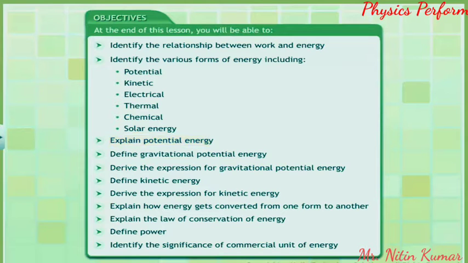Explain potential energy. Define gravitational potential energy. Derive the expression for gravitational potential energy. Define kinetic energy. Derive the expression for kinetic energy. Explain how energy gets converted from one form to another. Explain the law of conservation of energy. Define power. And identify the significance of commercial unit of energy.